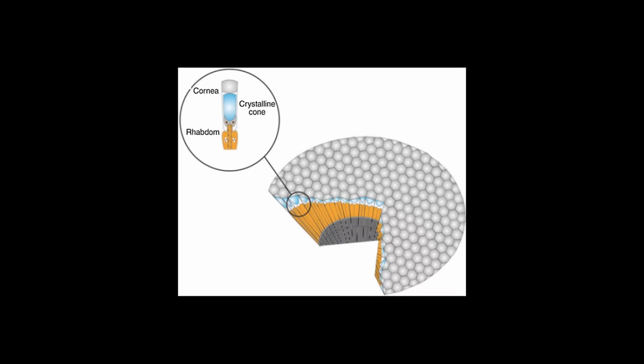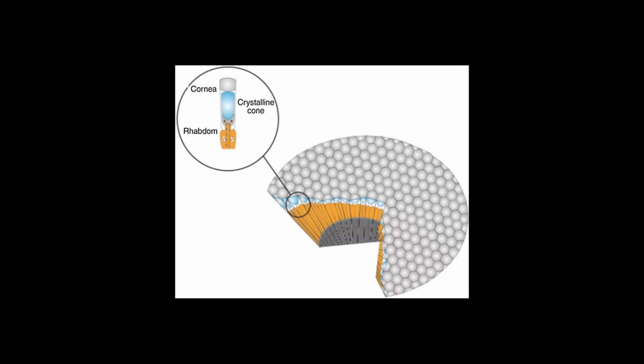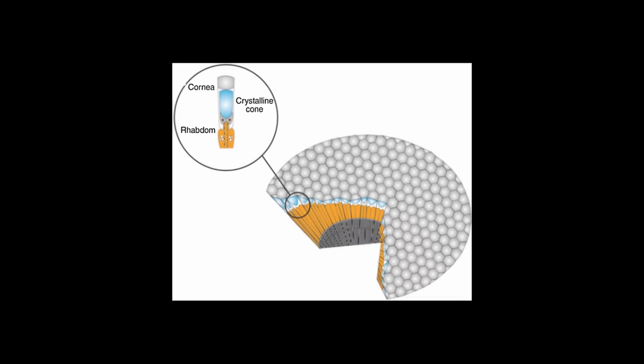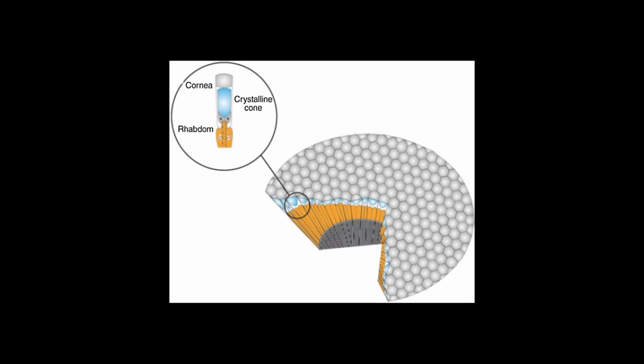In place of a lens, there was a triangular element interpreted as a kind of crystalline cone, positioned below where a lens would be.